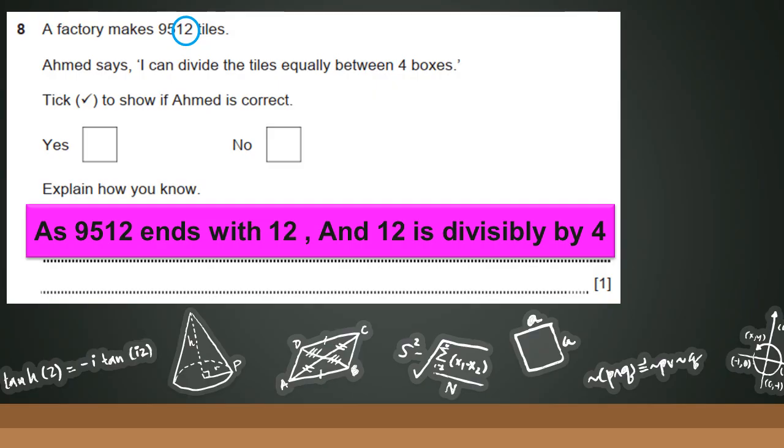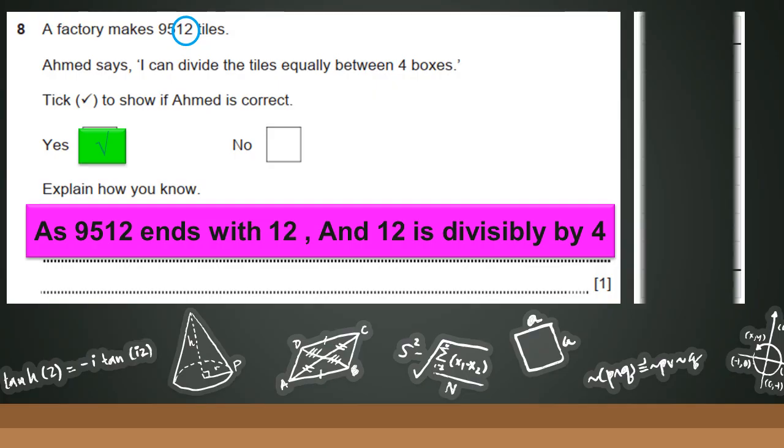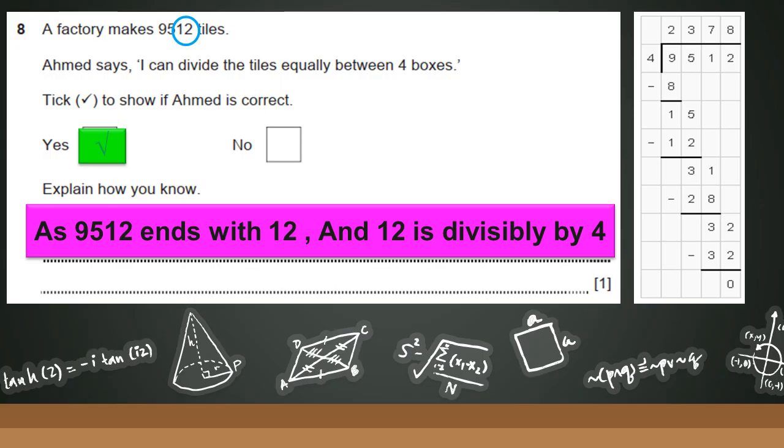Is this the only answer? No. You can do long division for this question and find the answer. So we can divide 9,512 by 4, or you can just check that it ends with 12. 12 is in the table of 4, so yes, we can divide this equally between 4 boxes. Here is the long division for the question. 9,512 divided by 4, and you find that there is no remainder, so yes, it's divisible by 4.